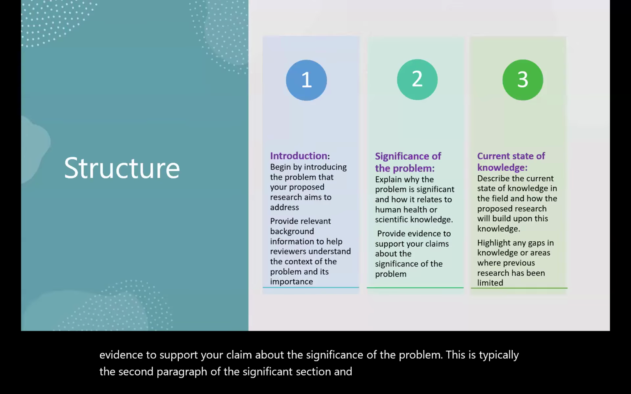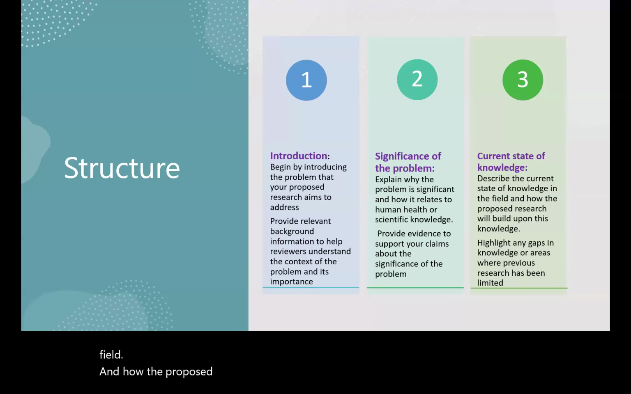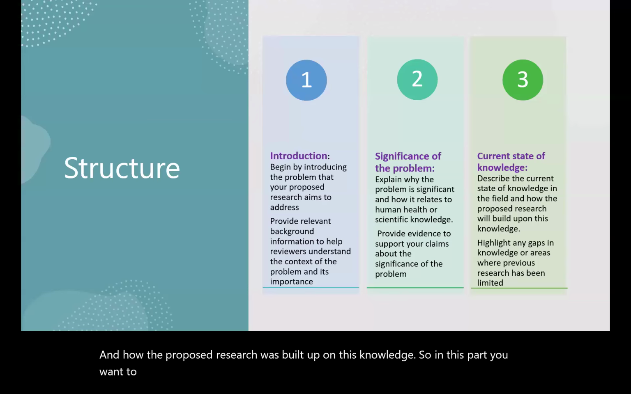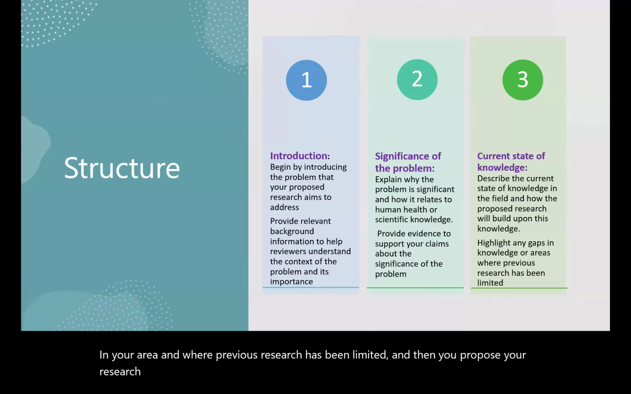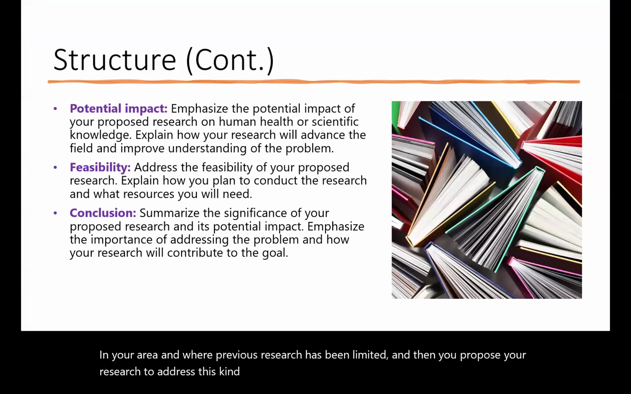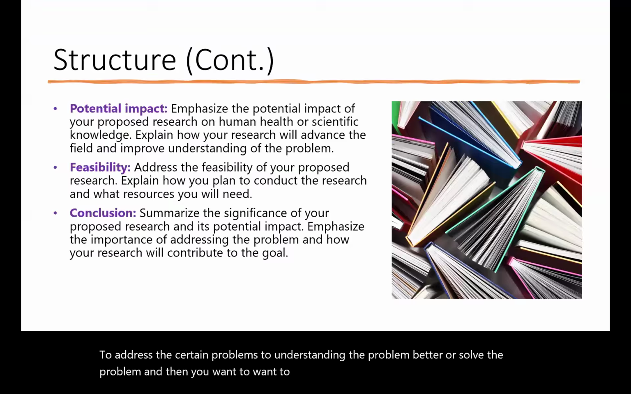And then you want to review the current state of knowledge. You want to describe the current state of knowledge in the field and how the proposed research will build on this knowledge. In this part, you want to identify and highlight the research gap in your area and where previous research has been limited. And then you propose your research to address these gaps, to address certain problems, to understand the problem better or solve the problem. And then you want to emphasize the potential impact.